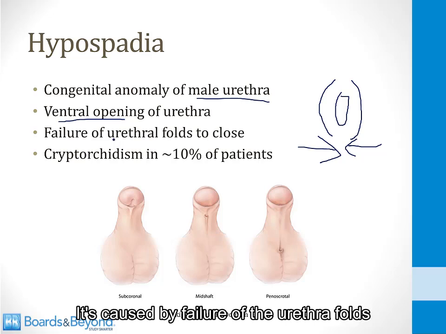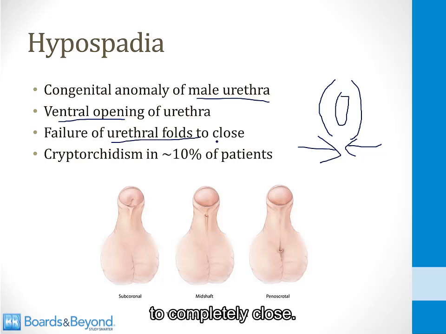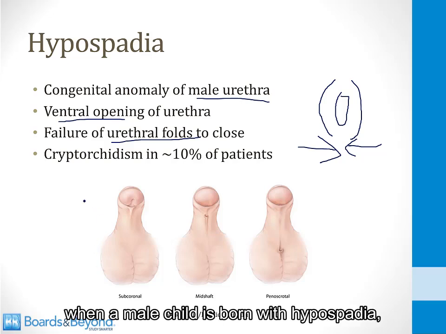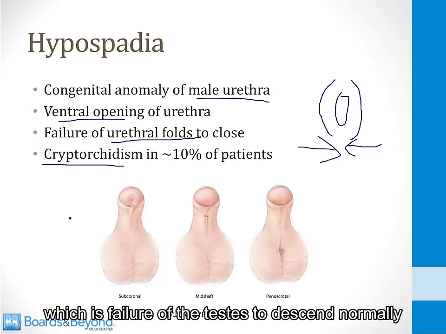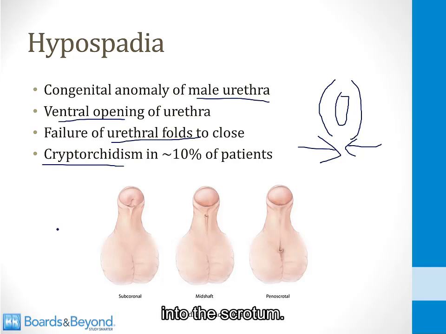It's caused by failure of the urethral folds to completely close, and these are some examples of hypospadia at the bottom of the screen here. And in about 10% of cases, when a male child is born with hypospadia, there is also cryptorchidism, which is failure of the testes to descend normally into the scrotum.